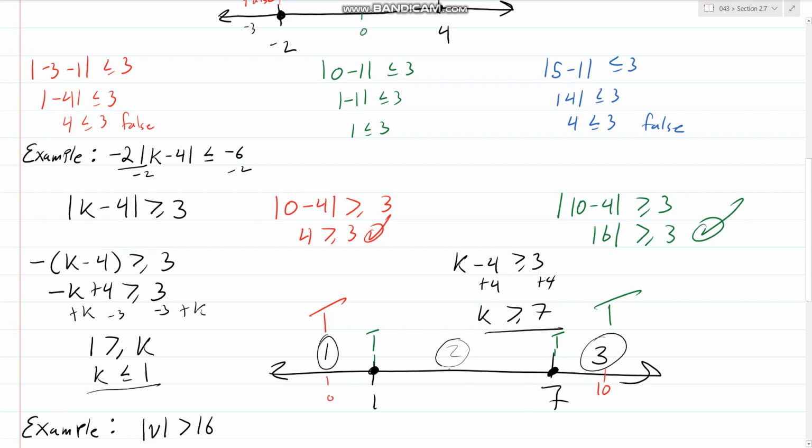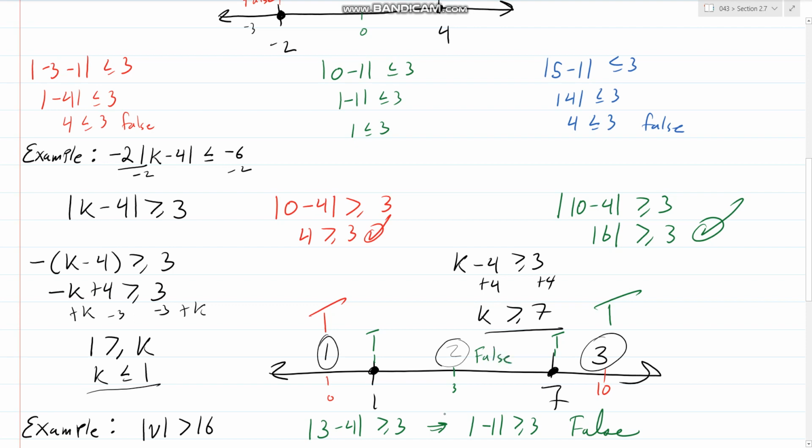And then if you plug in a number between 1 and 7, say 3, you'll see that it's not going to work. Let's just pick 3 and see what happens. So 3 minus 4 inside the absolute value is greater than or equal to 3. That implies that the absolute value of -1 is greater than or equal to 3, and you can see that that's false. So this region is false as predicted.